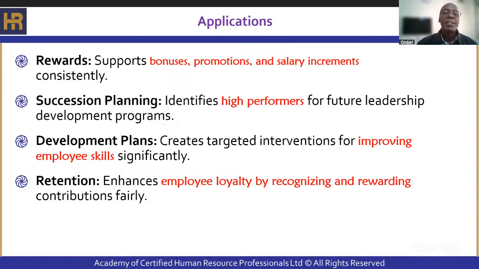Then promotions. This is elevating people to higher positions based on their performance. And we look at people who have been promoted based on their performance. And performance here, like I have indicated, is the results that we produce. One is the revenues we generate. Two is the profits that we make. Three is the number of goods or services produced, or the levels of customer satisfaction.